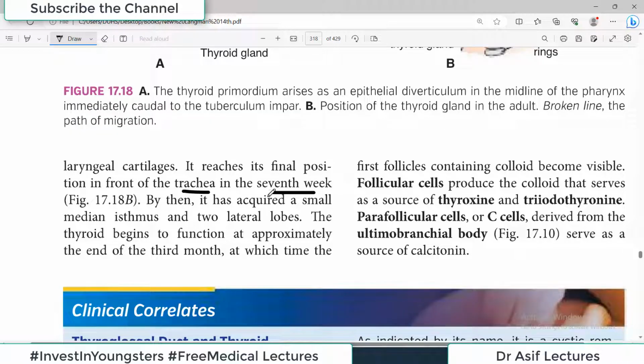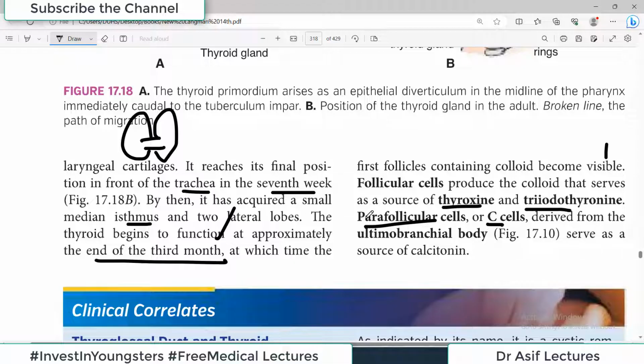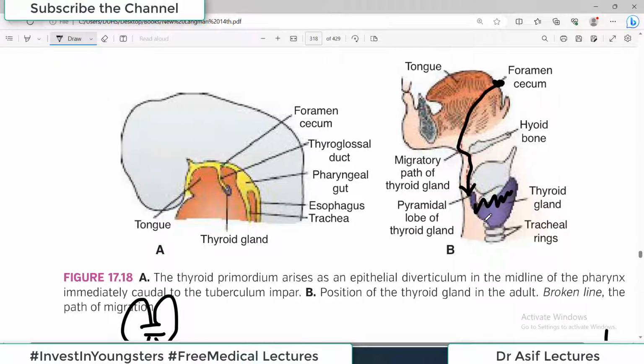By then, it has acquired a small median isthmus, which is the connecting portion between the right lobe and the left lobe of the thyroid. The thyroid begins its function approximately at the end of the 3rd month, at which time the first follicles containing colloid become visible. Follicular cells of the thyroid produce colloid that serves as a source of thyroxine as well as triiodothyronine. And the parafollicular cells and C cells, which are derived from the ultimobranchial body, which was mentioned above, serve as the source of calcitonin. So that's all about the development of the thyroid gland.